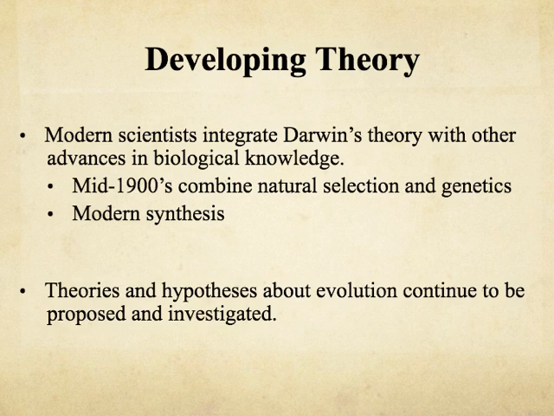Basically, modern scientists take all of Darwin's theories and all the things he came up with, and combine them with what we know about genetics, what we know about DNA synthesis, and all the different evidence types we have to create the modern theory of evolution.